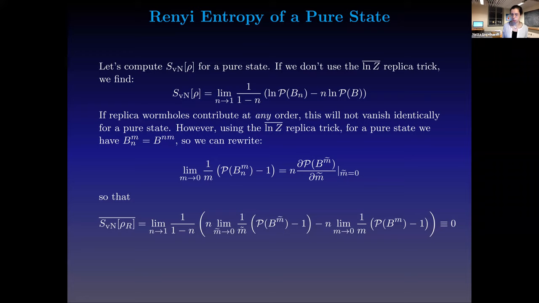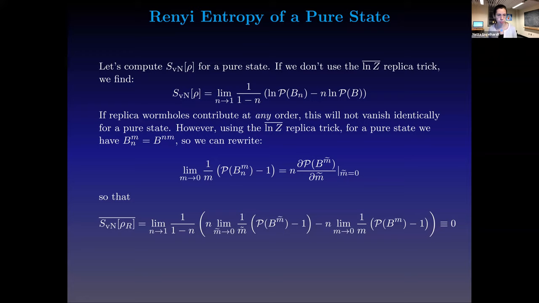Now, if we actually use the log Z replica trick, then for a pure state, B sub n to the m is just going to be B to the nm. And we can rewrite this formula in this way, where here m tilde is just nm. And plugging this back in, we find that this thing is actually identically zero. So we don't have to know any details about any non-perturbative physics to just say, as long as we include this additional replica trick, we know that the von Neumann entropy of a pure state is going to be identically zero, which of course is exactly what we want.